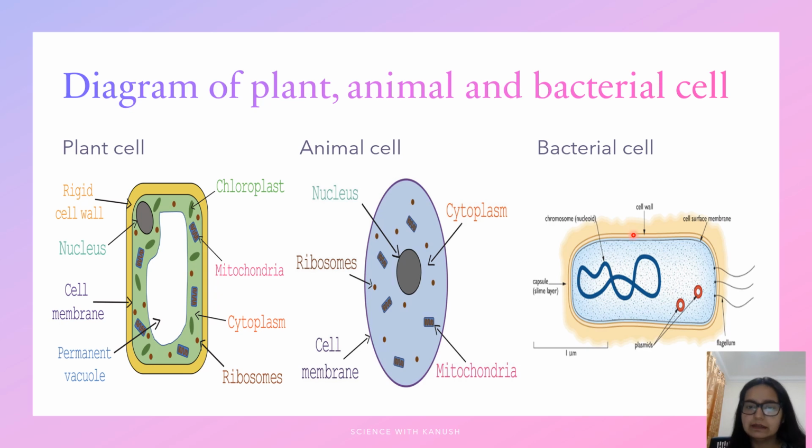And this is the bacterial cell. In the bacterial cell, we have the cell wall, which is made of peptidoglycan, and we have the cell surface membrane. Some bacteria have plasmids, but some do not, and we have the chromosome here, and that's it. And this is the flagellum. This is also present in some but absent in the others.